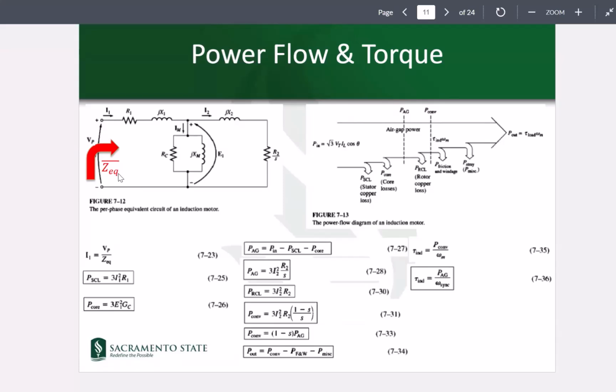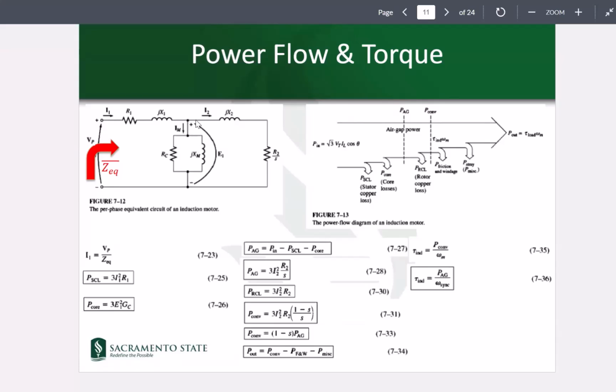Looking at the flow of power, or the power flow diagram, on the left-hand side here, we have P in, which is the electric power that we're giving to the motor from its terminals. Then we would have the SCL, or stator copper losses, that are represented by this R1. Then we would have the core losses, which would be represented with this RC. Here, we call the power after these losses the air gap power, the power existing in the air gap right between the stator and the rotor, or PAG.